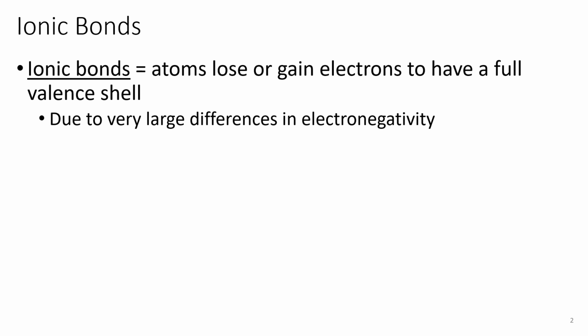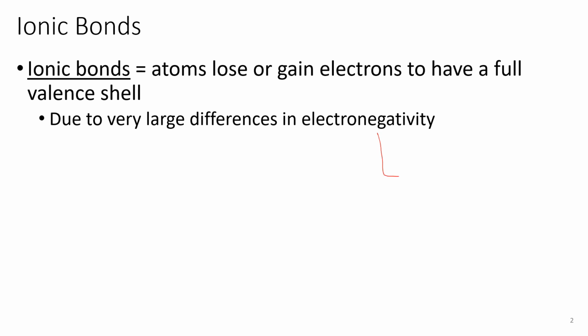The reason atoms will gain or lose electrons is due to very large differences in electronegativity. So remember, electronegativity is the ability of an atom to attract electrons to itself within a bond. When we have very, very large differences in electronegativity, the electrons are actually transferred from one atom to another.